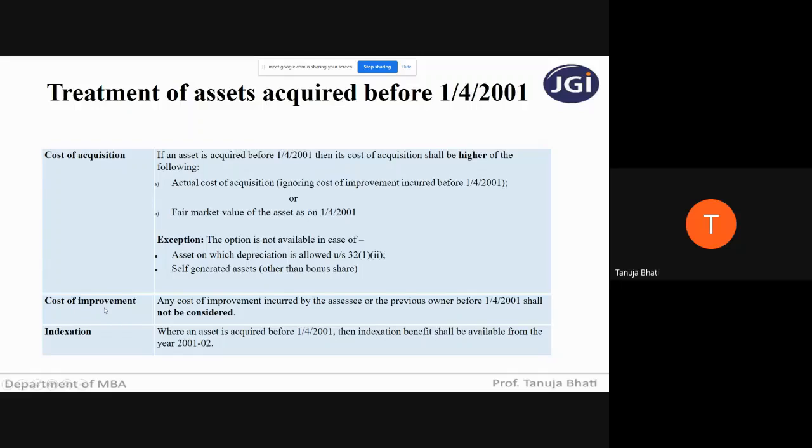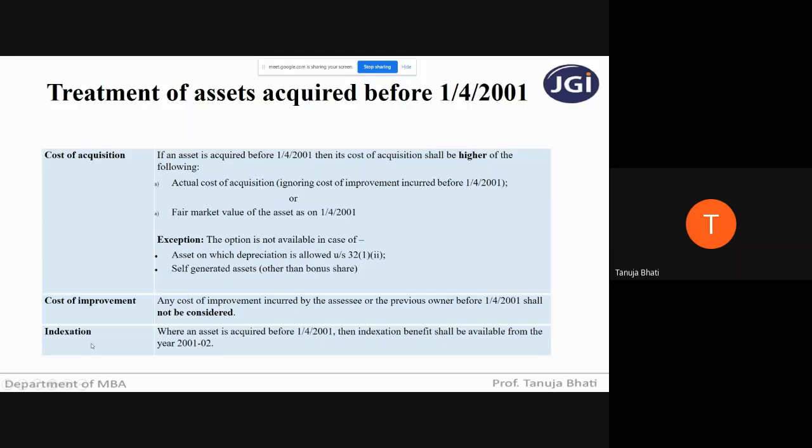Next, cost of improvement. If any cost of improvement is incurred by the assessee or the previous owner before 1/4/2001, it shall be ignored and not considered. So remember students, for the treatment of assets acquired before 1/4/2001, the cost of acquisition will be the higher of the actual cost of acquisition or the fair market value as on 1/4/2001. And the cost of improvement you have to ignore.